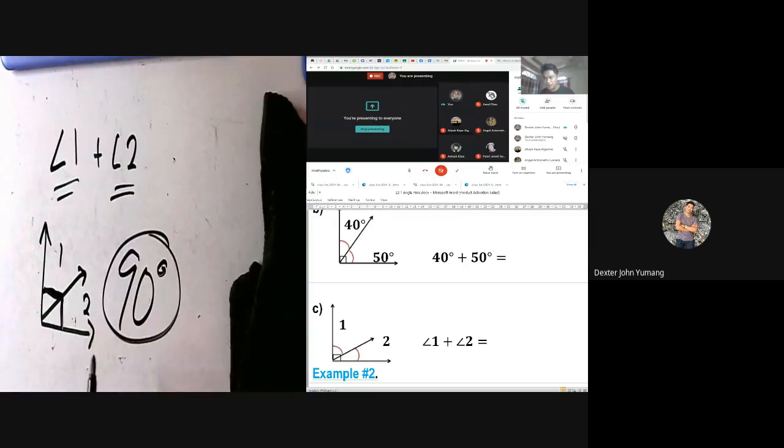No more question na siya. Pag merong square na symbol, 90 degrees yan automatic. Yun po yung tandaan nyo. So letter C here is equivalent to 90 degrees and it is complementary. That's the answer for letter C. I hope you get it right.